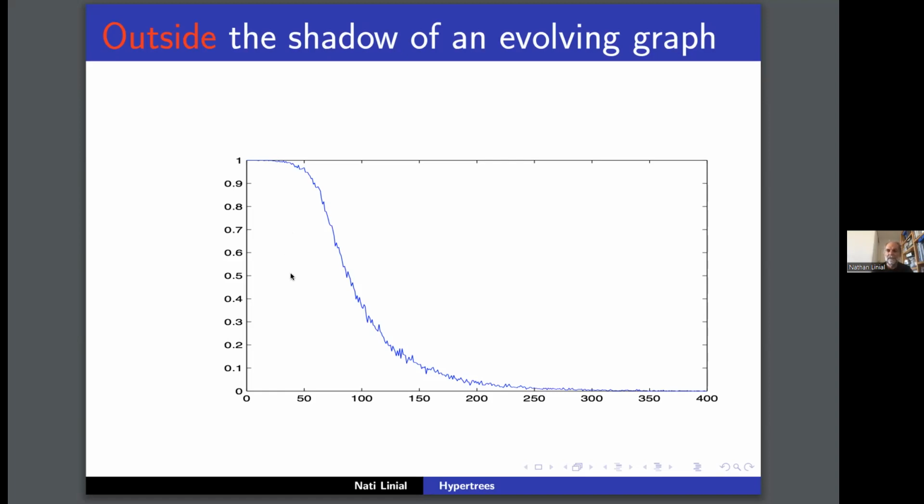Let me just repeat. The process is, you start with something like 100 vertices in this case. Each time you add a new edge at random, and you mark whether or not it closes a cycle that didn't exist before. This graph shows the probability that it doesn't. Initially they don't, and with time they do more and more.